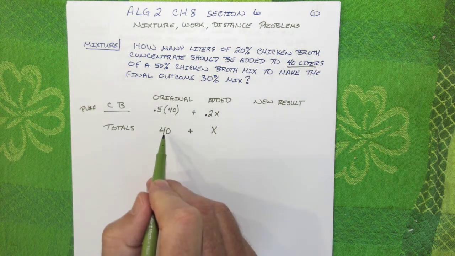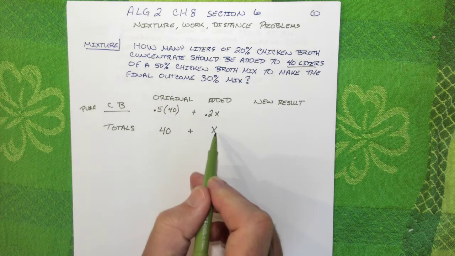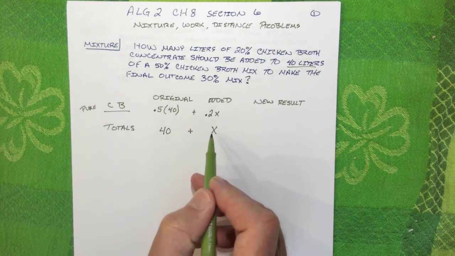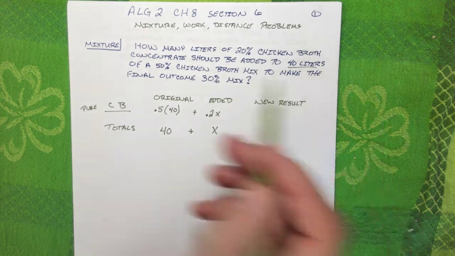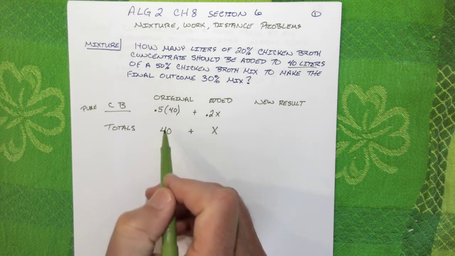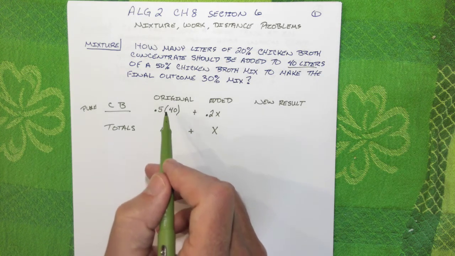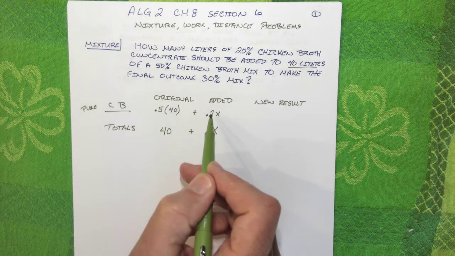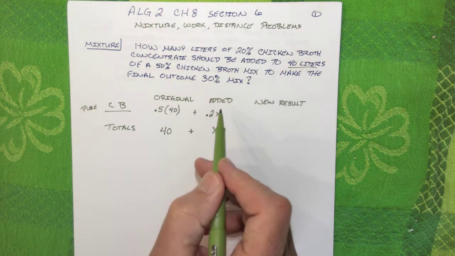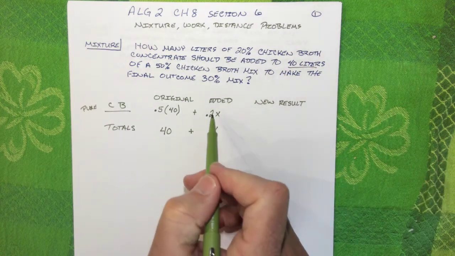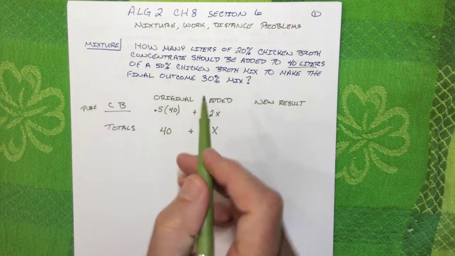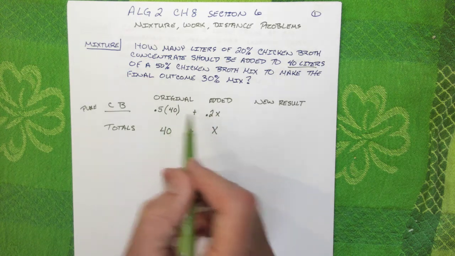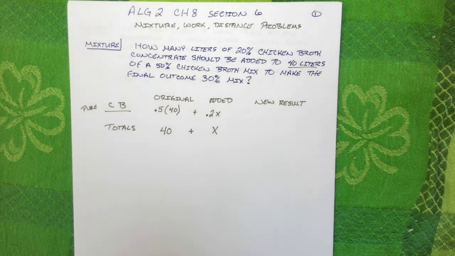We had a total of 40 liters of something. We added something to it. Happened to be that. So 40 liters got some more added to it. We don't know how much yet. Now the breakdown of our 40 liters. Of that 40 liters, 50% of it was pure chicken broth. We added a mixture to it, and 20% of that, if you boiled off all the water, would be pure chicken broth. So we've got our total, and then the chicken broth that's in there. Hopefully that helps you a little bit.